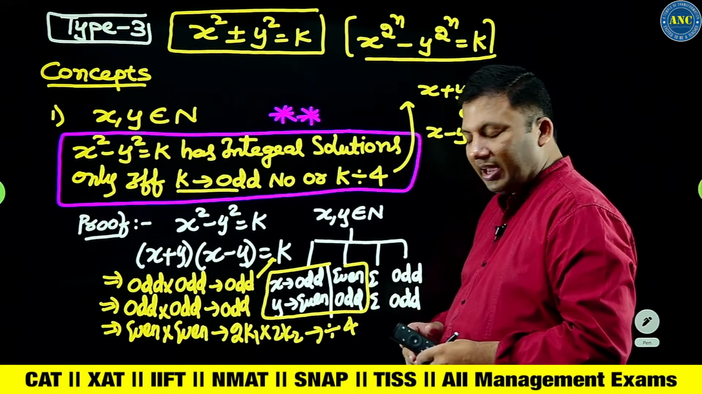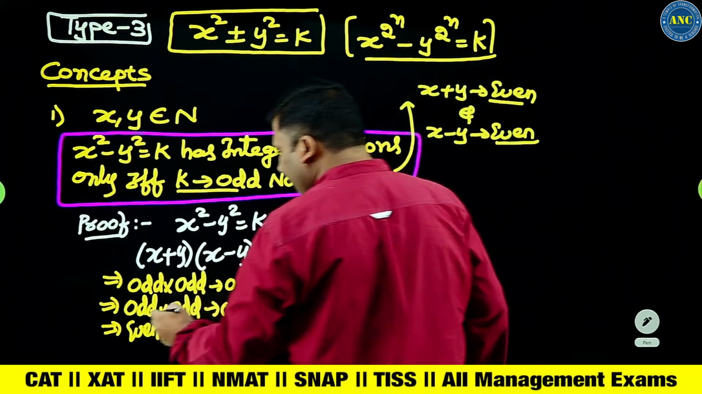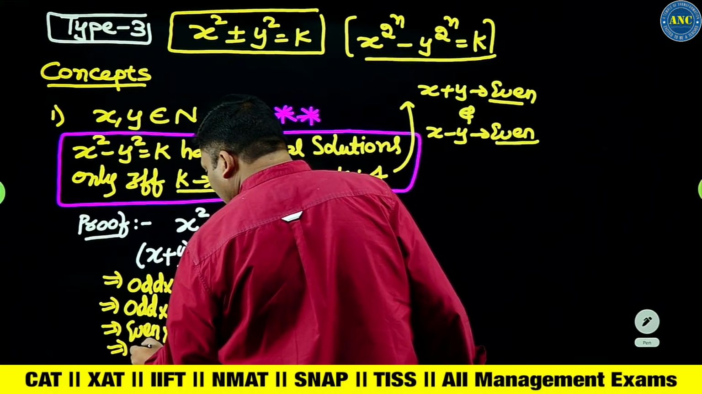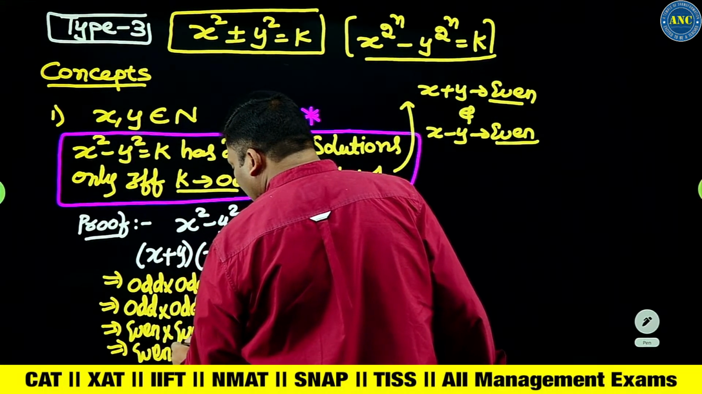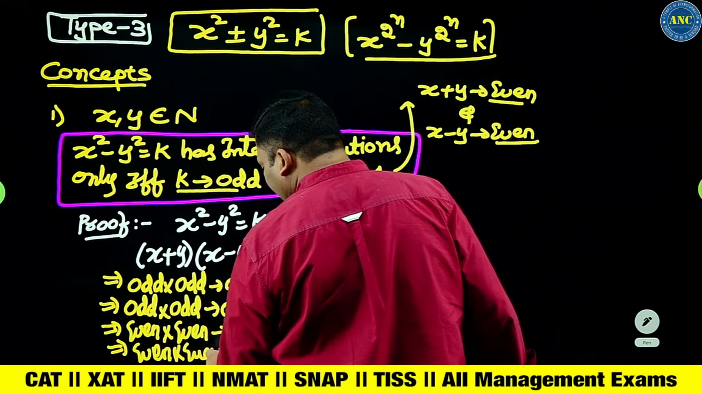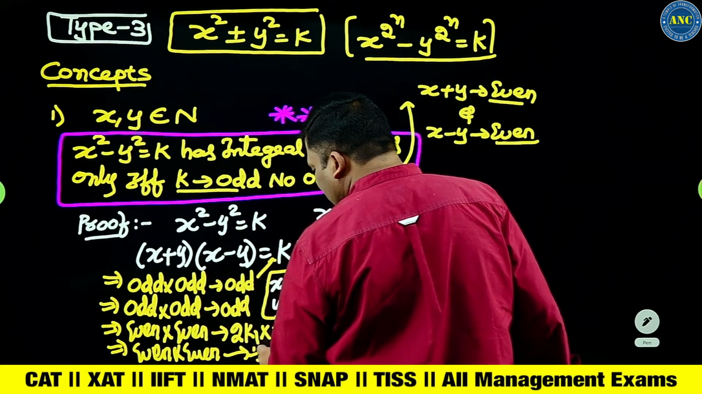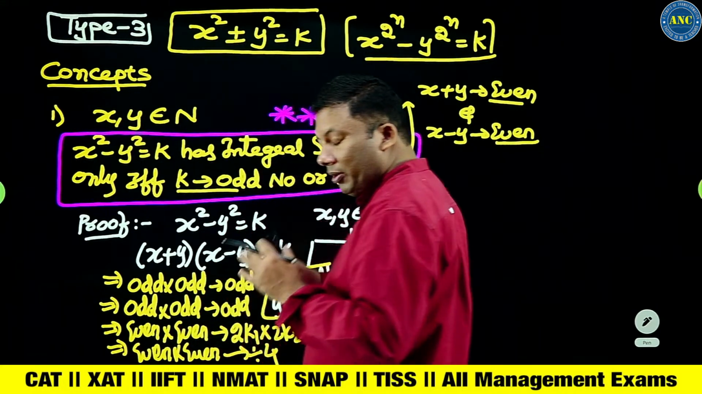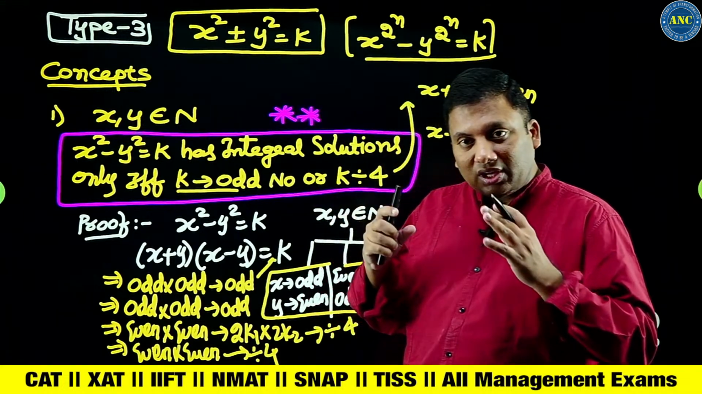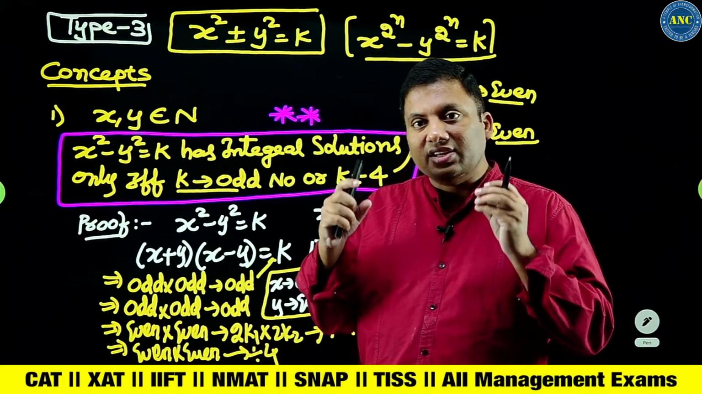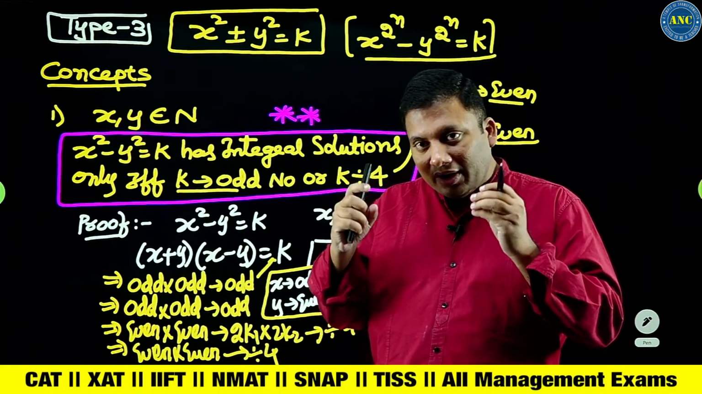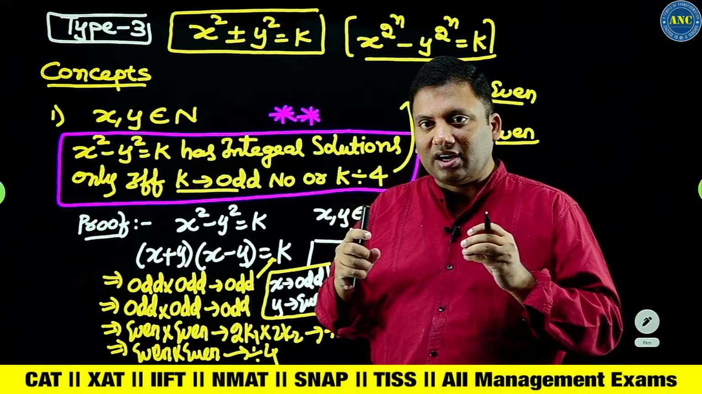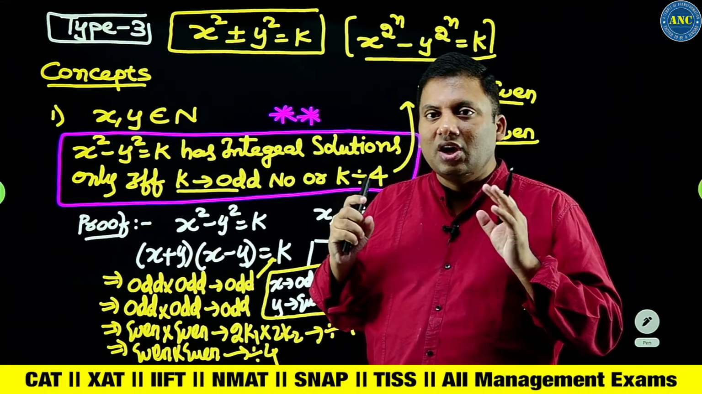Last case, x is odd, y is odd. Odd plus odd, even number. Odd minus odd, even number. Answer is again divisible by 4. When both are even or both are odd, right hand side is divisible by 4. If one is even, another is odd, right hand side is an odd number.